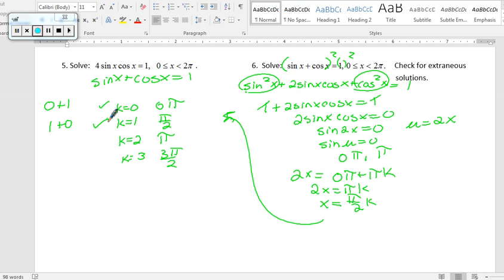If I put pi in here, I get 0 for sine, but then I get -1 for cosine. So this guy here is extraneous. It doesn't work when we plug it back in. And the last one at 3 pi over 2, sine x would be -1, cosine would be 0. That also does not add to 1, making this solution extraneous as well. And the two solutions would be 0 pi and pi over 2.